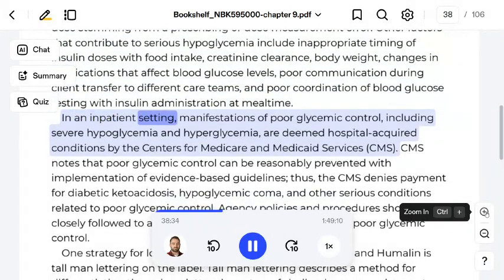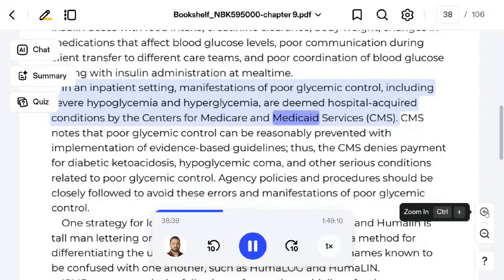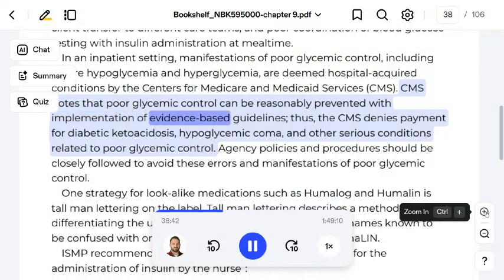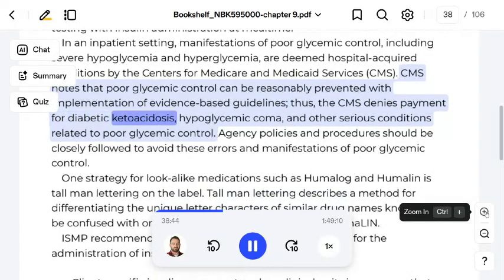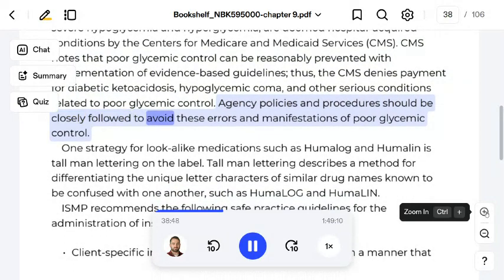In an inpatient setting, manifestations of poor glycemic control, including severe hypoglycemia and hyperglycemia, are deemed hospital-acquired conditions by the Centers for Medicare and Medicaid Services. CMS notes that poor glycemic control can be reasonably prevented with implementation of evidence-based guidelines. Thus, the CMS denies payment for diabetic ketoacidosis, hypoglycemic coma, and other serious conditions related to poor glycemic control. Agency policies and procedures should be closely followed to avoid these errors and manifestations of poor glycemic control.